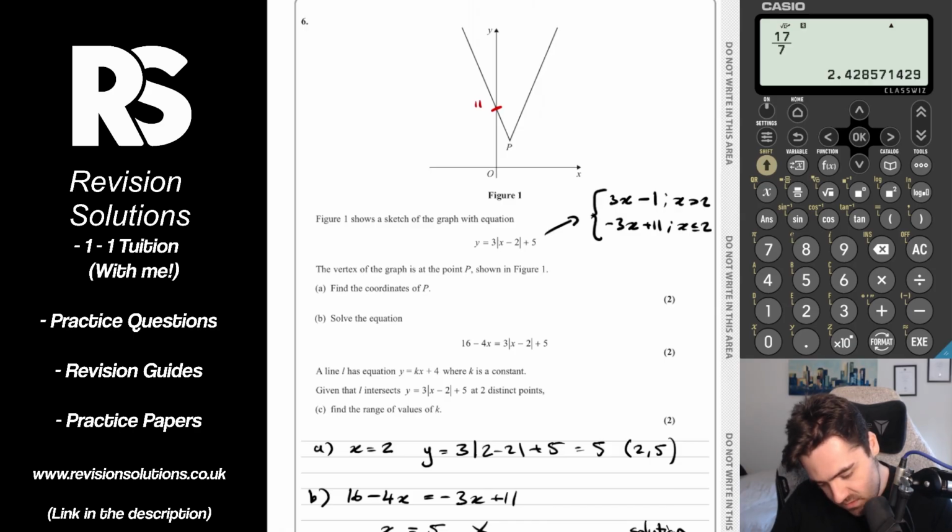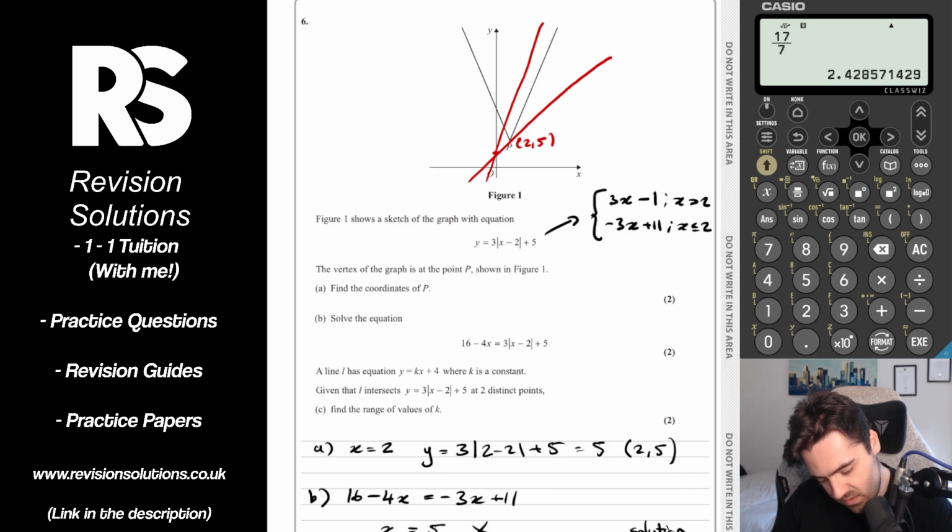So kx plus 4 is going to be somewhere further down here. And then the gradient's variable, so we have to think about the slope of our graph changing. Let's think first about the critical points where it would only intersect once. One way it would only intersect once would be like this. That's specifically where it goes through the point P, the 2, 5 point. And the other way it could only intersect once is if it was running parallel to the right side of P like this.